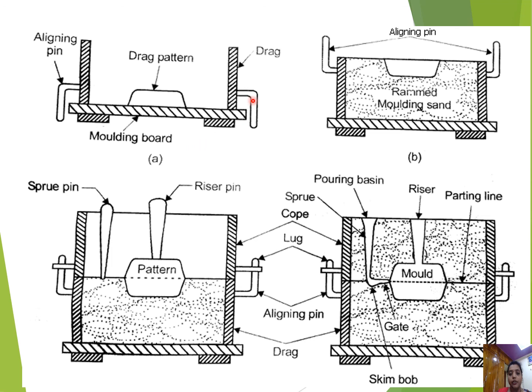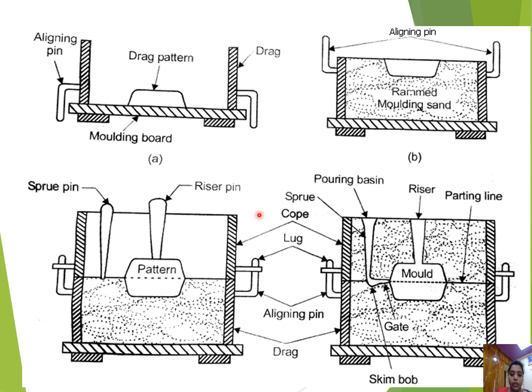This is the first part of the casting process. After the drag, we want to prepare the cope. Let us see here the cope. This is the cope part. In this cope part, the alignment pins are in the upward direction, and here also we will take this cope part and the remaining half of the rectangle part. First of all, we will pour the molding sand here and ram it properly, and after that the mold cavity is kept here. The pattern is kept here, and the preparation of the cope is ready.